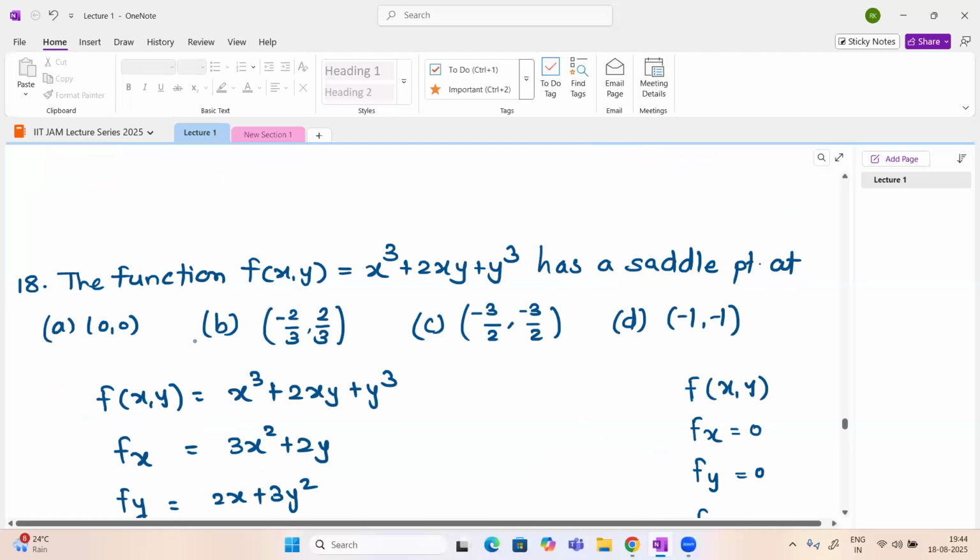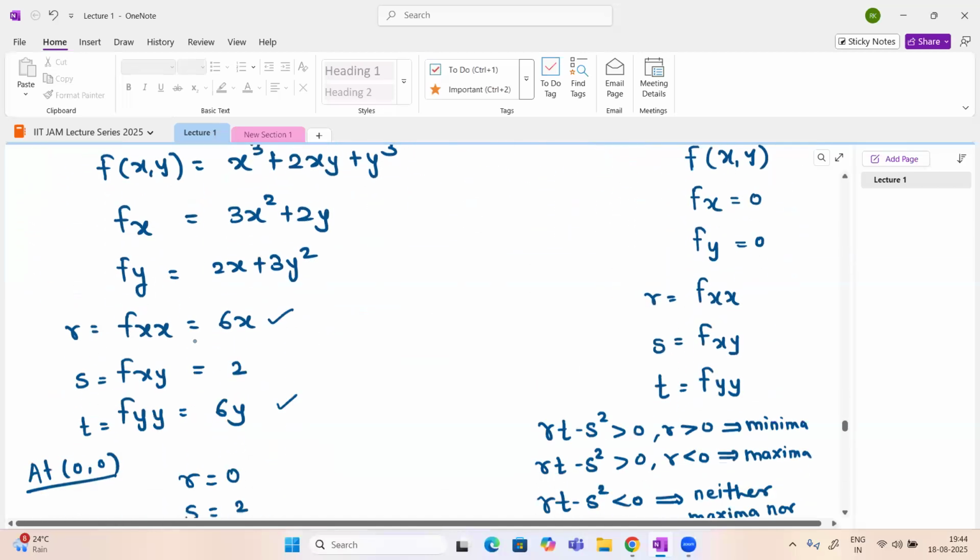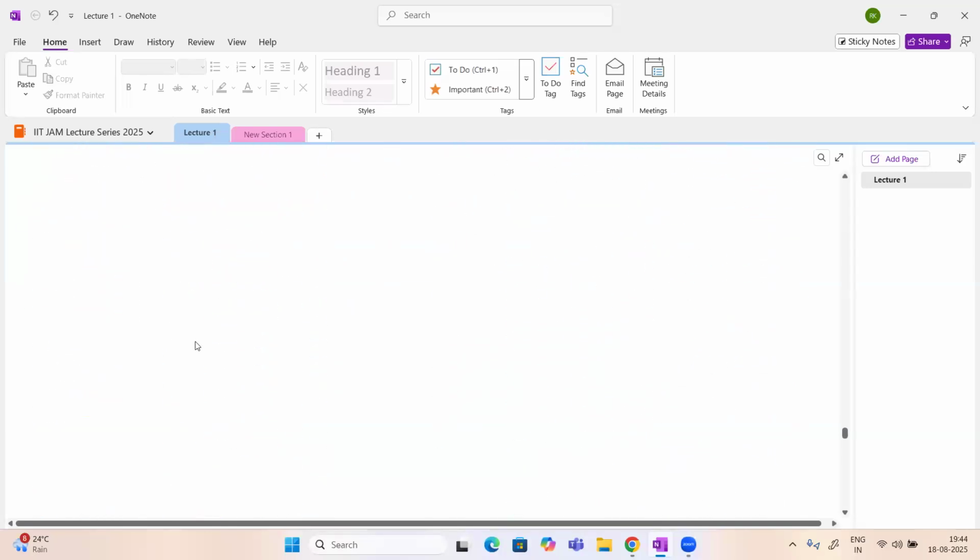Can you check the remaining two points so I can move further? I will give it as homework. Om Prakash, have you understood? Yes, sir. Okay, let us move further.